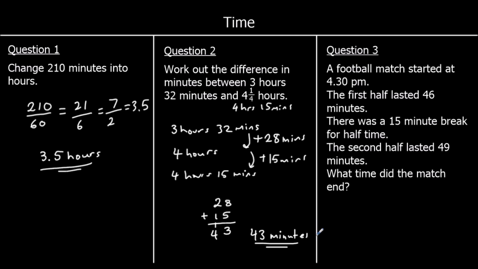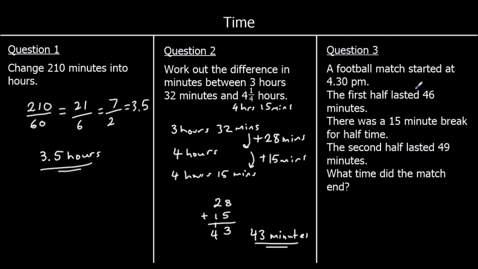And finally, question 3. A football match started at 4:30 p.m. The first half lasted 46 minutes. There was a 15-minute break for half time. The second half lasted 49 minutes. What time did the match end? So we need to add on 46 minutes, add on 15 minutes, and add on 49 minutes. So you might not have a calculator when you're answering this question. So I'll do it without a calculator first, but then I'll show you how easy it is using the time button on the calculator. So we're at 4:30 p.m.